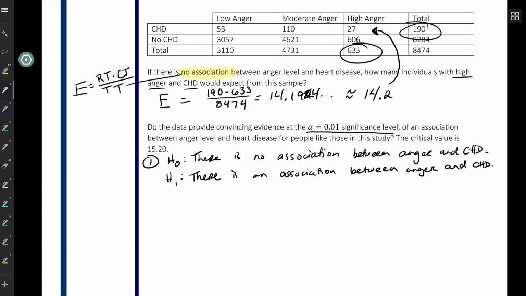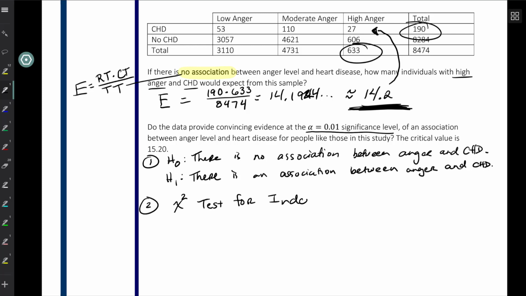So we want to try and refute this no association claim, and we're going to do that by finding more evidence like this, showing a high difference between what we observe and what we expect to see. And the way we do that is by doing this chi-squared test. So the chi-squared test, most calculators will call it a chi-squared test for independence or a two-way test.